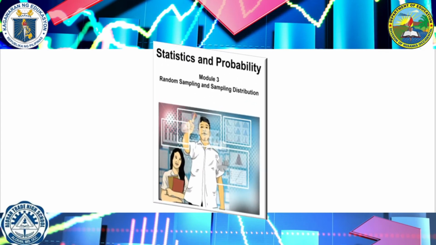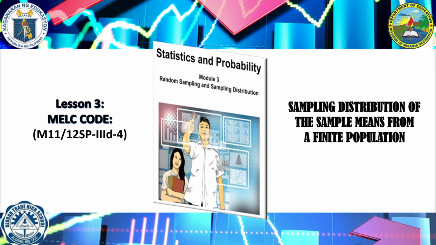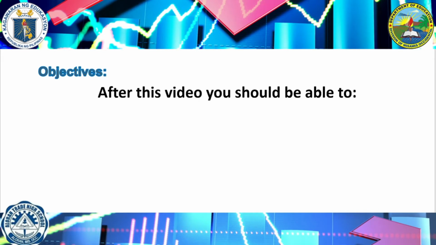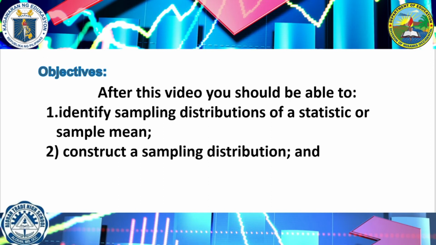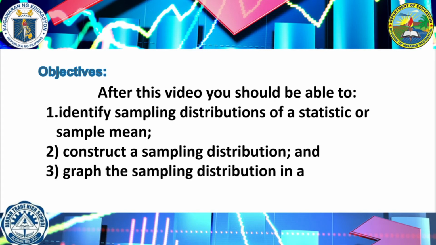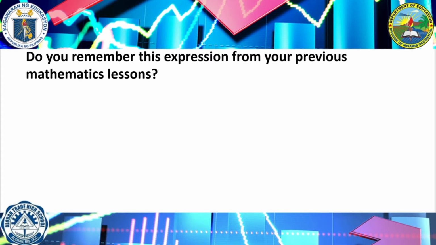We have Module 3, Random Sampling and Sampling Distribution, Lesson 3, Sampling Distribution of the Sample Means from a Finite Population. After this video, you should be able to identify sampling distributions of a statistic or sample mean, construct a sampling distribution, and graph the sampling distribution in a given problem.